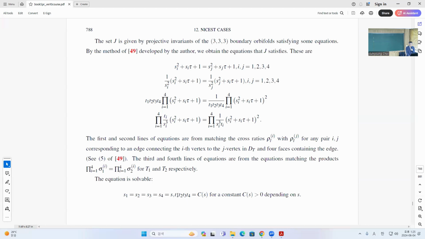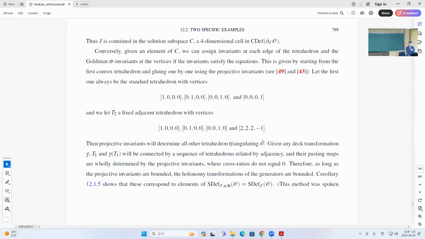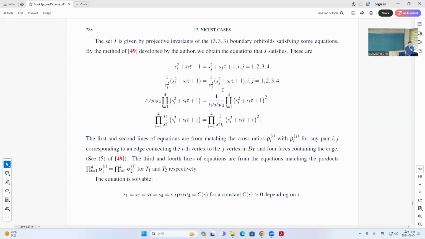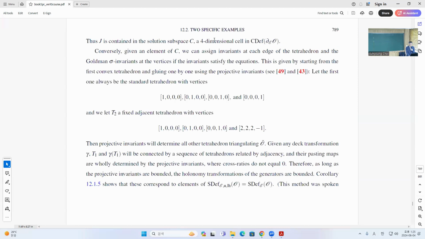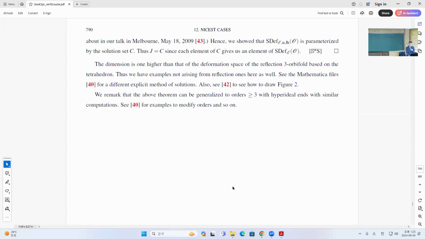So these give you these equations, and fortunately these are solvable, and you can get that these are parameterized by S, and this is also given by some C(S). So the solution space is one variable, and then there are three variables. So these are all four variables. So it's a four-dimensional cell, so it's actually one. The solver is only three, so it's one bigger than this dimension. Conversely, if you give these invariants, you can also show that you can glue this back. That's how you can get these invariants here.